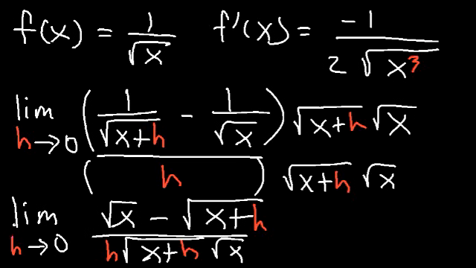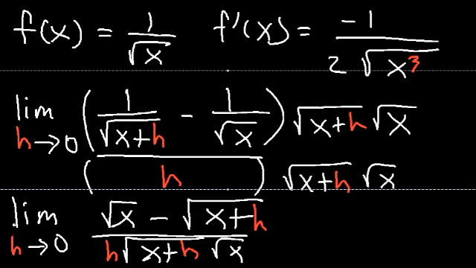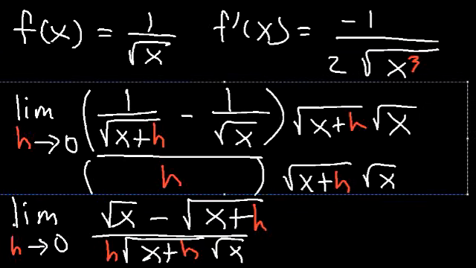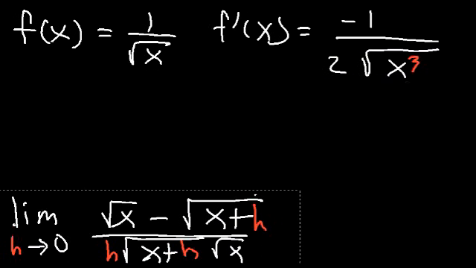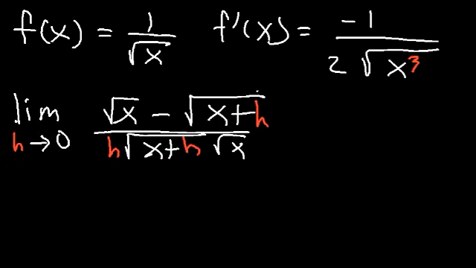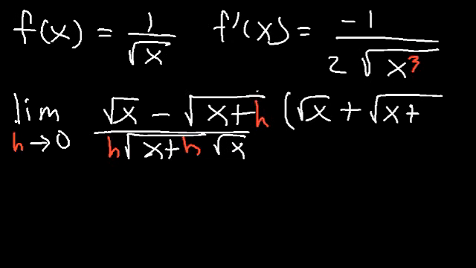So now at this point, we need to multiply what we have by the conjugate. So let's move this to the top. So let's multiply the top part and the bottom part by the square root of x plus root x plus h. And let's see what's going to happen.